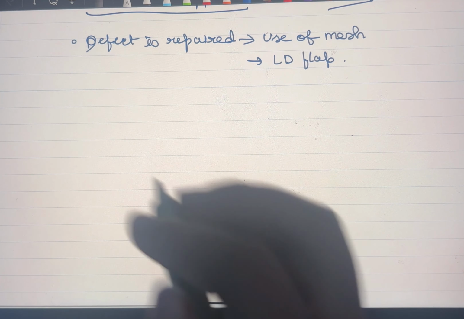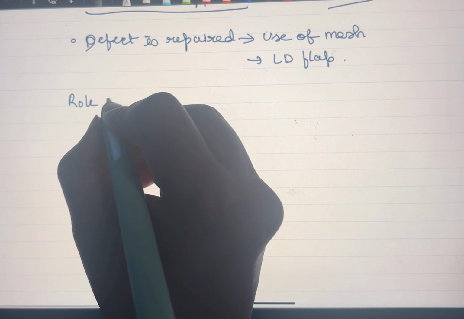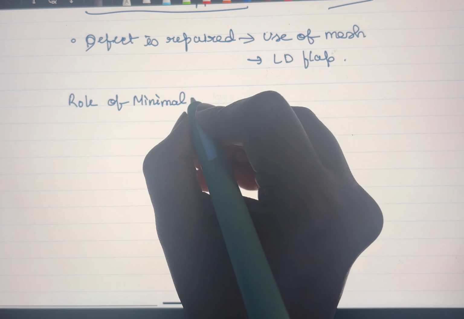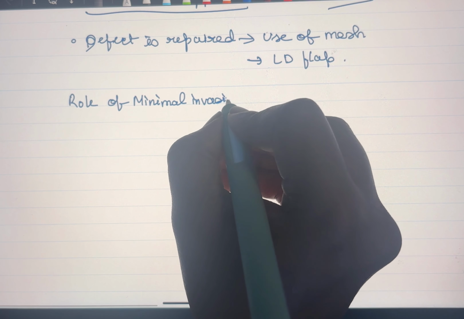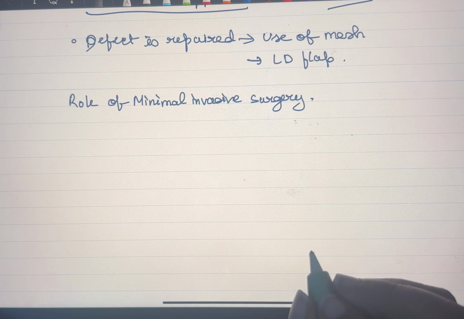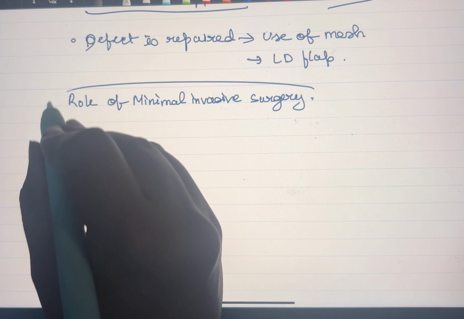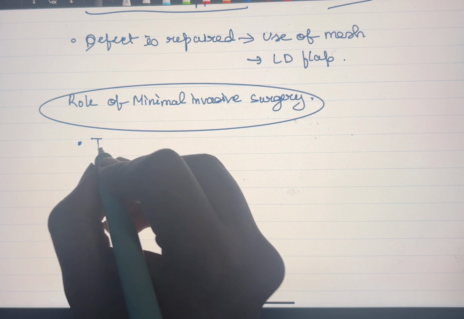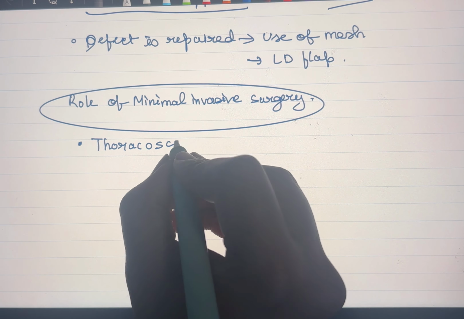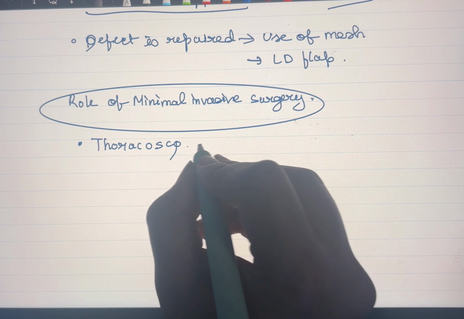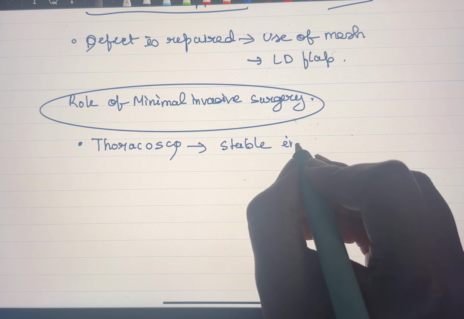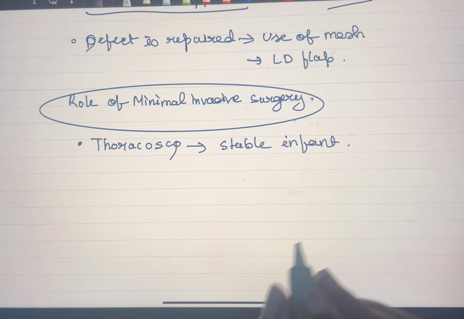The role of minimal invasive surgery in this: we can do thoracoscopy, that is VATS, and thoracoscopy is done in stable infants. In unstable infants, we do the abdominal approach.